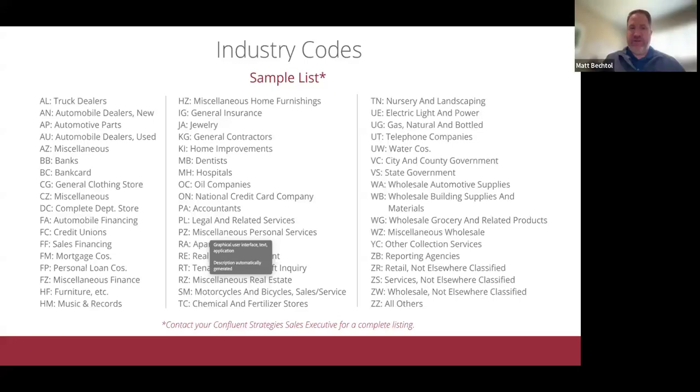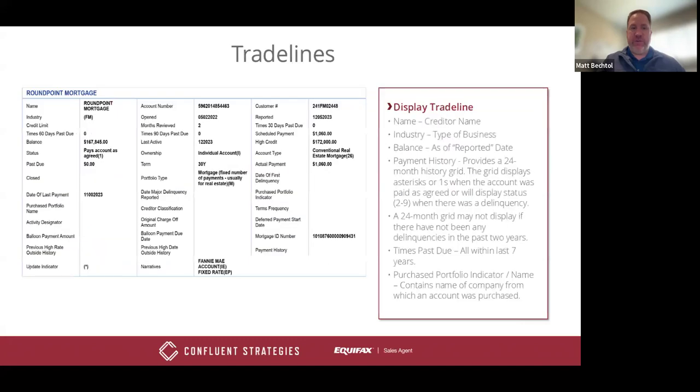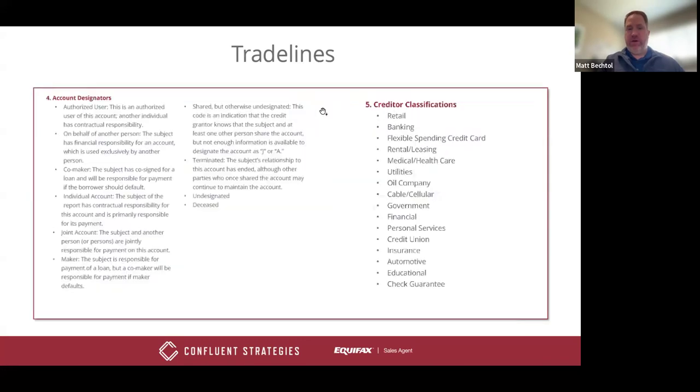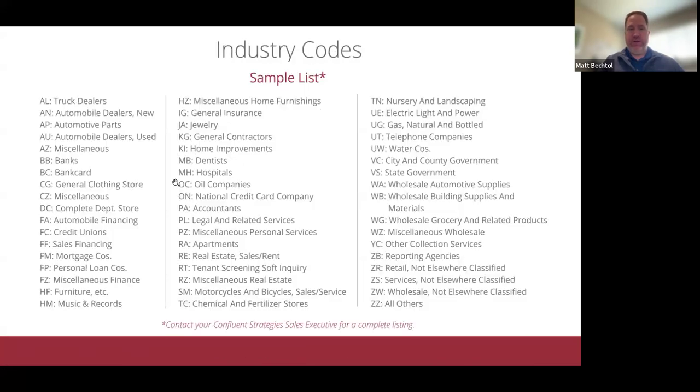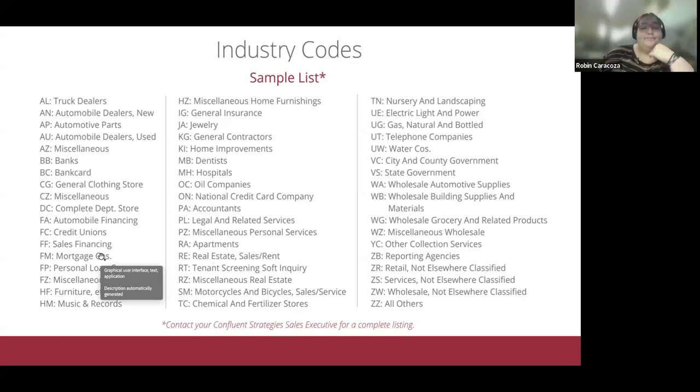And if it's helpful to give an example, you can go back to Round Point Mortgage. Their code is FM. It's easy because it has mortgage in the name. But you'll notice their customer number has the letters FM. If I then look at the list, we'll notice FM is a mortgage company. Oh, okay. Shocking there because mortgage is in the name, but that's not always the case. Yeah.